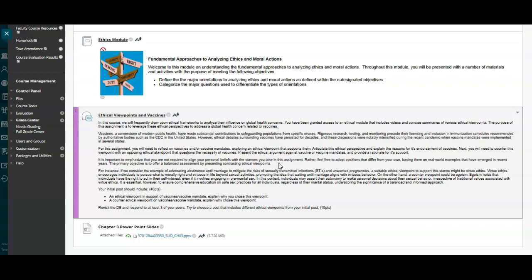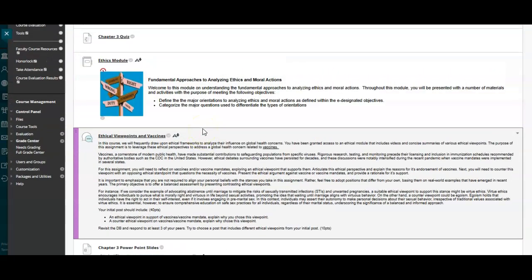So you have your initial post, which includes those two viewpoints that you have to identify, one in support of vaccines and one not in support of vaccines. And then you need to respond to at least 3 of your peers. Again, these should be meaningful, intentional posts that are not saying great post, or I really like the way you think, or I hadn't thought about it like that. It needs to be deeper. You need to push the conversation forward, ask a question, or relate it to your own answer in some way. And if you can, try to choose a post that includes different ethical viewpoints than your initial post, so you're not just looking at the same information over and over again.